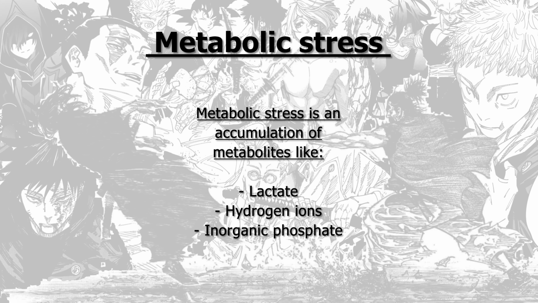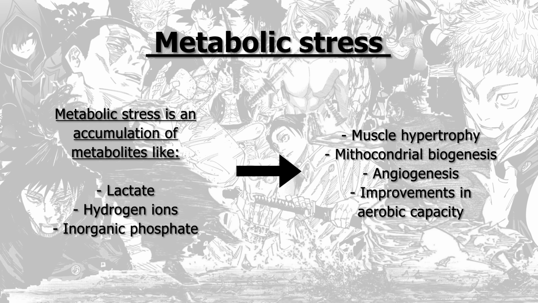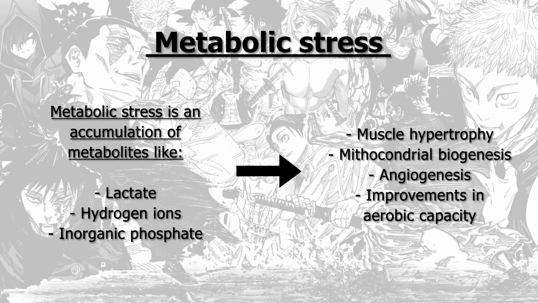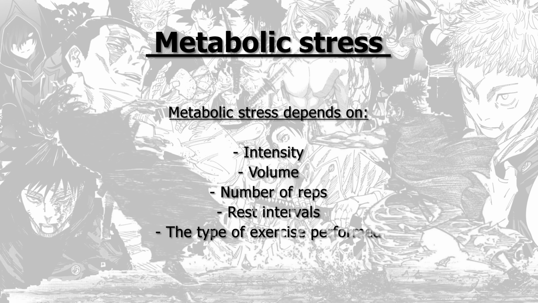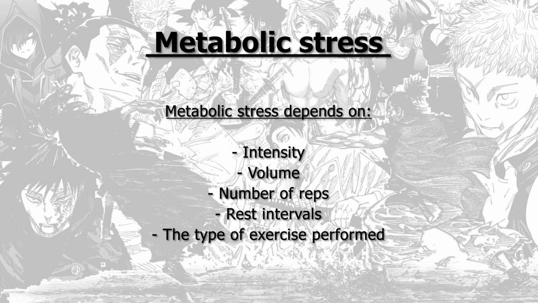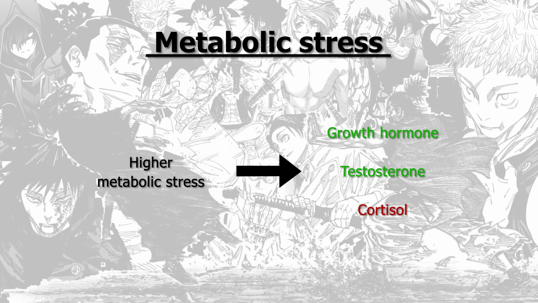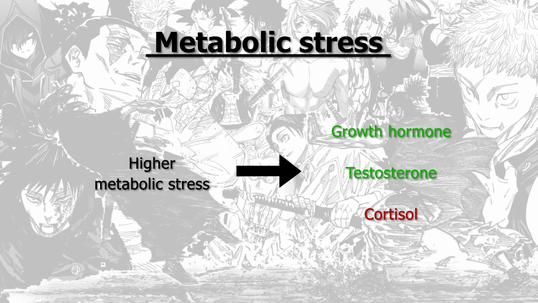And now metabolic stress. Metabolic stress is an accumulation of metabolites like lactate, hydrogen ions and inorganic phosphate that contribute to muscle hypertrophy, mitochondrial biogenesis, angiogenesis and improvements in aerobic capacities. Metabolic stress depends on training variables like intensity, volume, number of reps, rest intervals and the type of exercise performed. Higher metabolic stress increases an acute secretion of anabolic hormones like growth hormone, testosterone, especially during high-intensity interval training, and cortisol, the stress hormone bad for us.